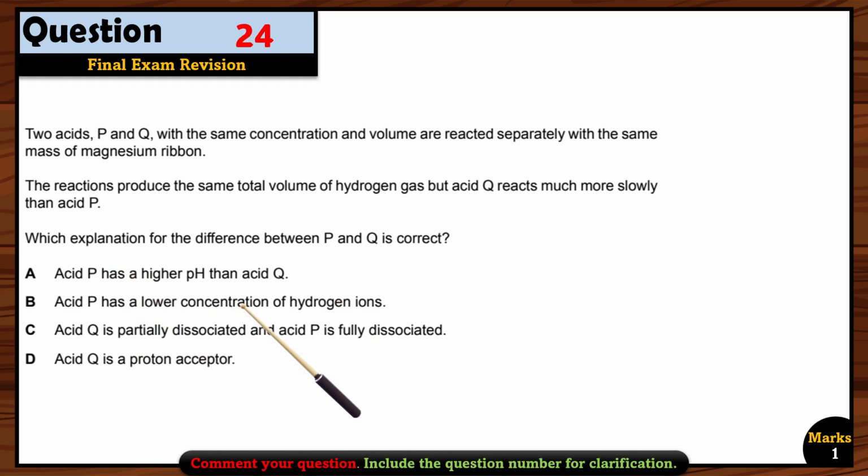Acid P has a lower concentration. Again, wrong. Acid Q is partially dissociated and acid P is fully dissociated. Yes, that's right, because acid Q is a weak acid and acid P is a strong acid. So option C is the right option over here.